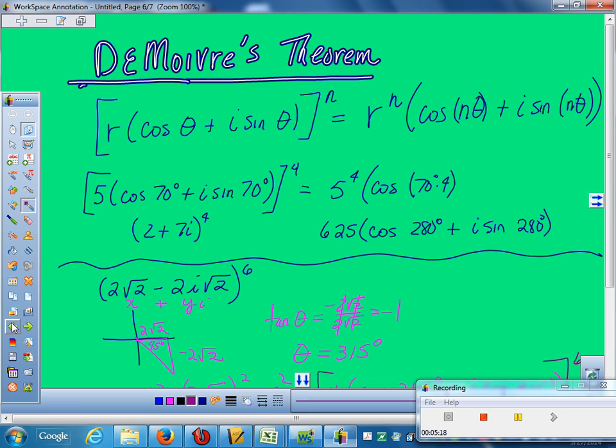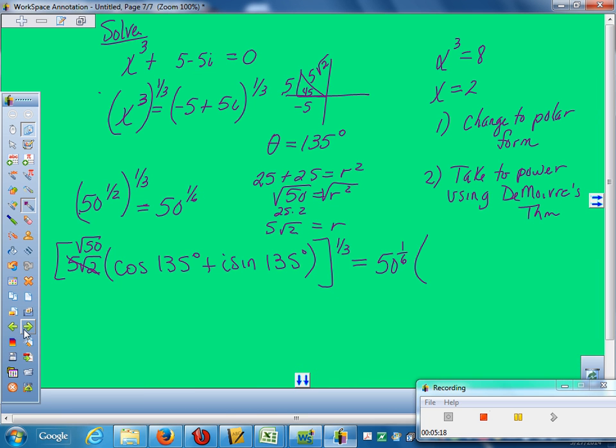What did you do back here with the 4? We times it and got 280. So you multiply by 1/3? So here, I'm going to take 1/3 times 135, which is 45.